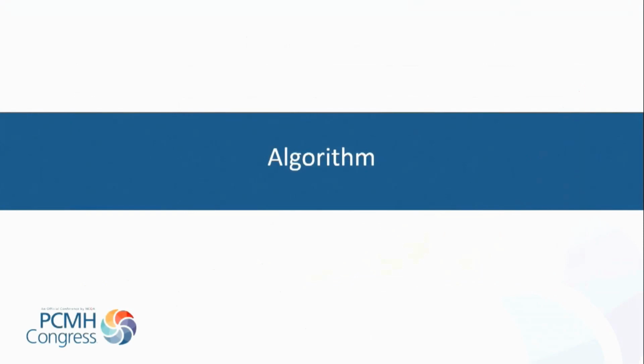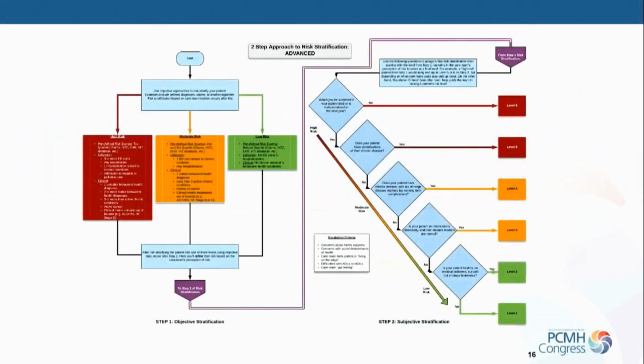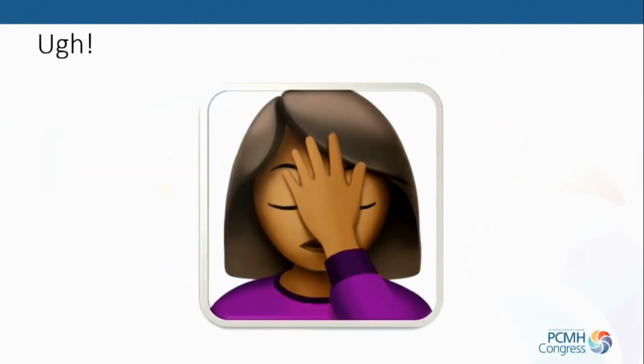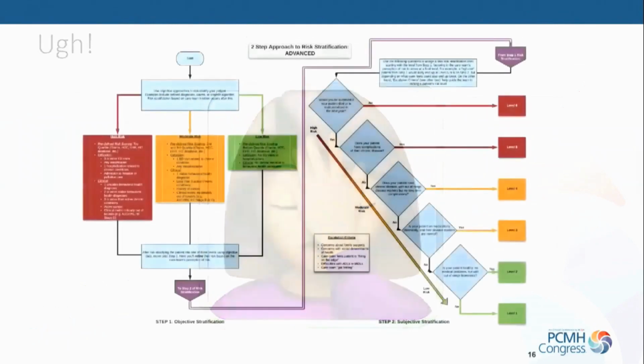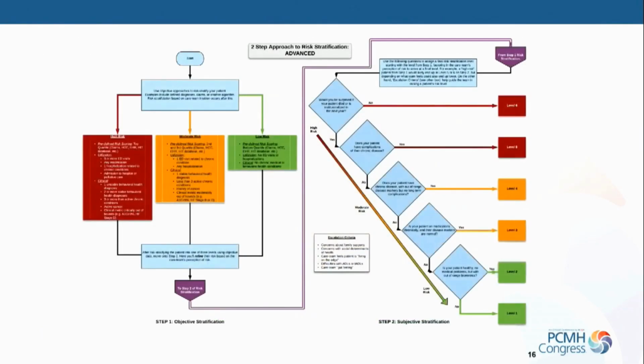Okay, let's look at the algorithm here. Here is the 2-step risk stratification algorithm. And if you're like most people, the first time you see this, you kind of have this reaction to it. Because it's lines and colors and boxes and shapes and, like, this is really going to make my life easier? I doubt that, right? So it's really not as complex as it sounds. We're going to step through it bit by bit here.